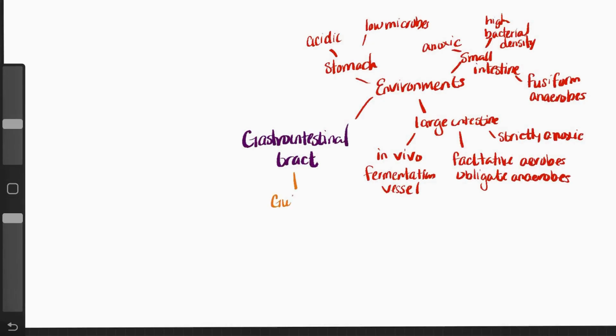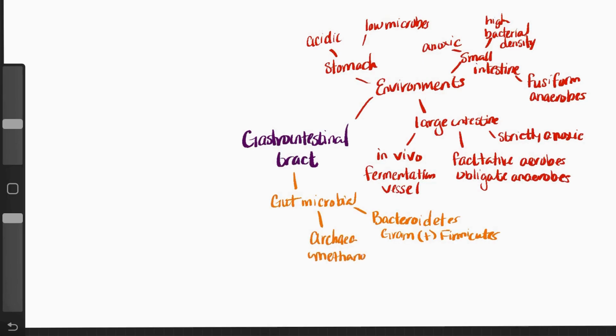All right, you're doing great. So, our second branch of our gastro tract micro mind map is gut microbial. Stemming from that one, we have Bacteroidetes, gram positive, Firmicutes. Our next branch is archaea, methanogenesis. Our last branch of the gut microbiome is enterotypes.